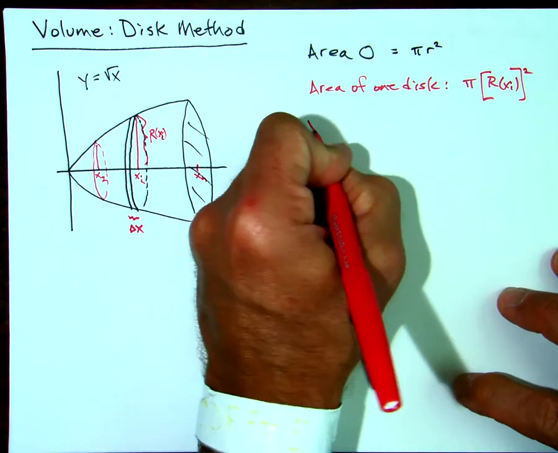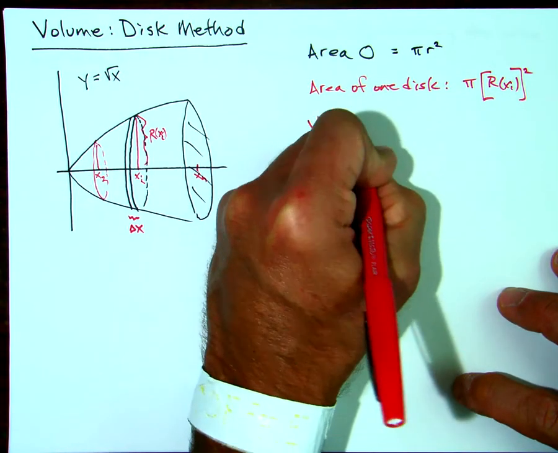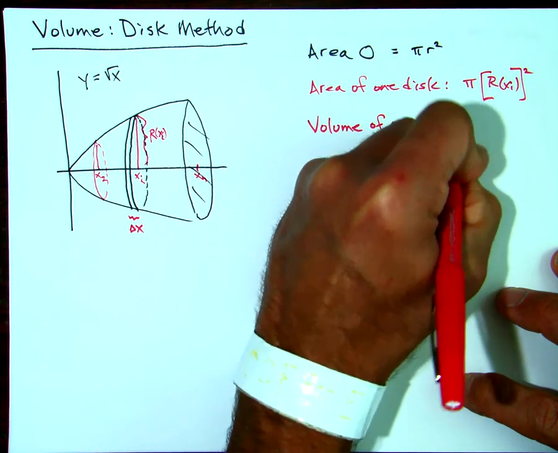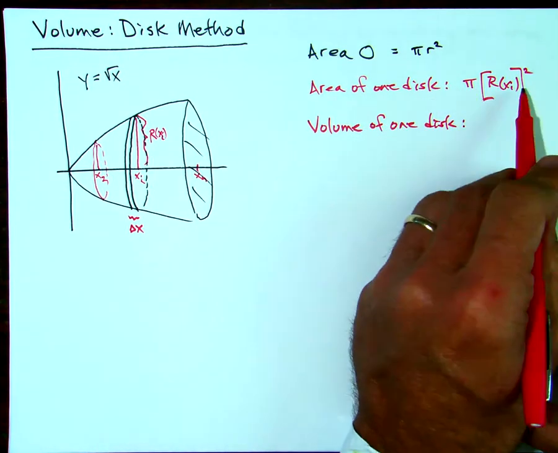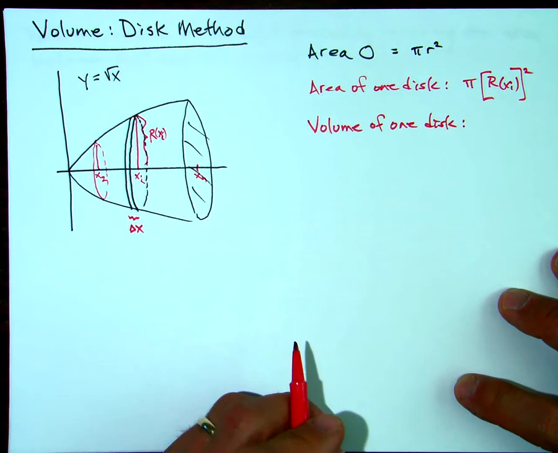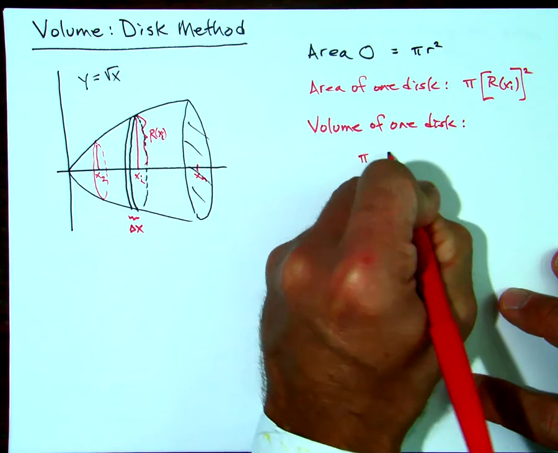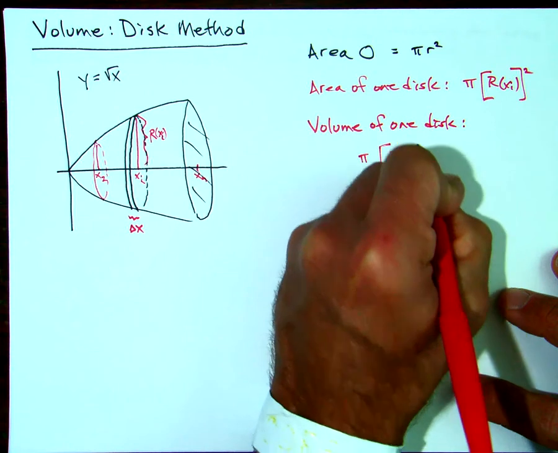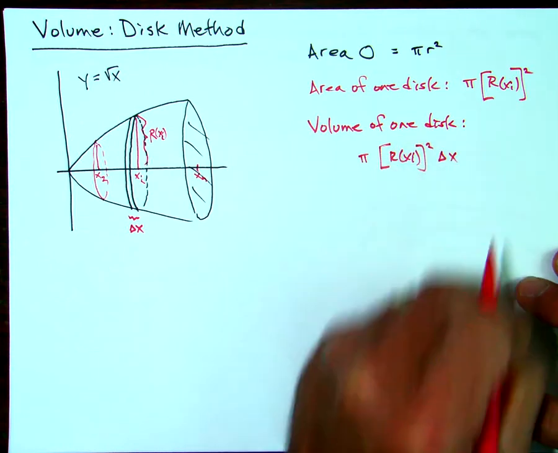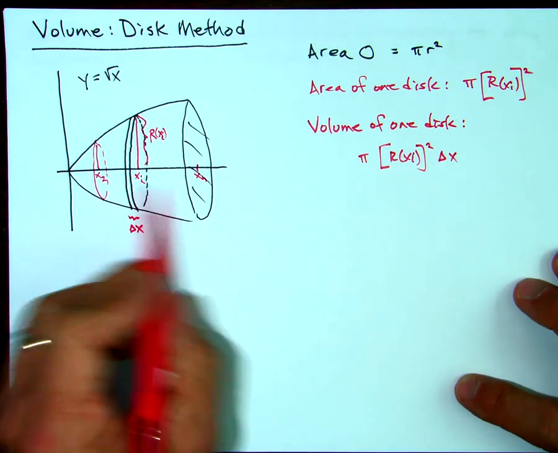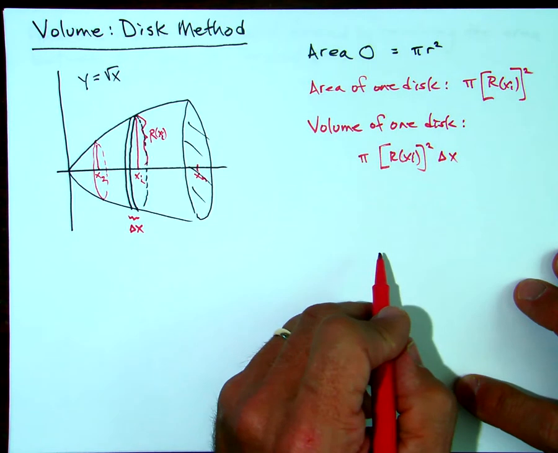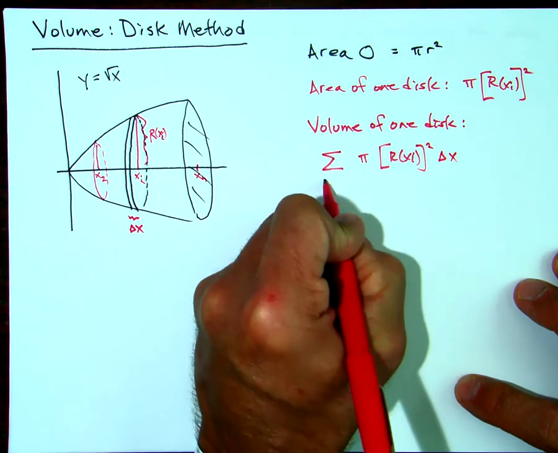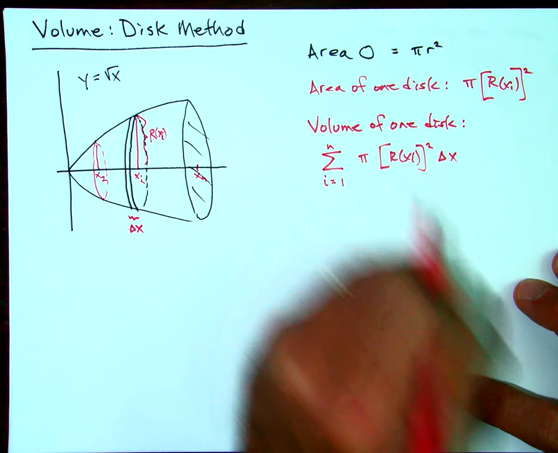So the way to find the volume of one disk is to take the area and multiply it by the thickness. That would give us the volume. So that's going to be pi r of x sub i squared times delta x. And then if we want to find the volume of the whole thing, we're going to add them all up. So we sum from i equals 1 up to n.